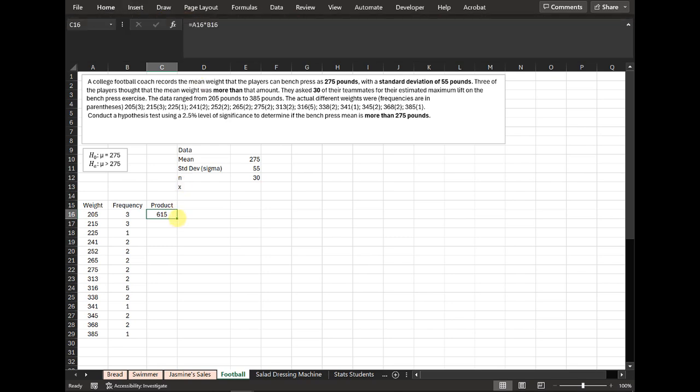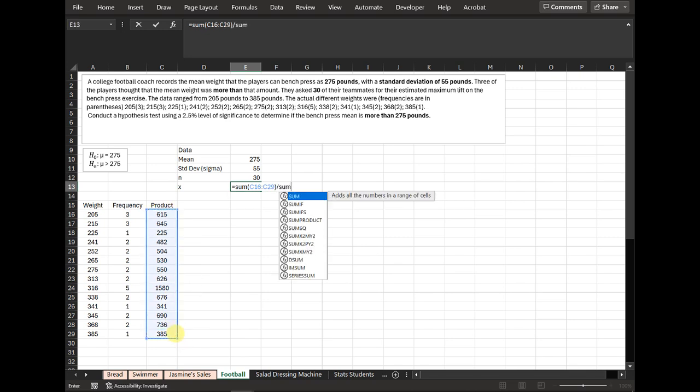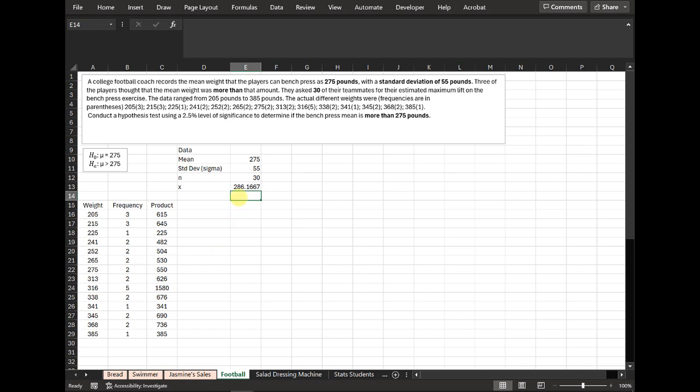Again, I'm going to center that because I like it to all look nice. Okay, so I've taken the product of each one of these things, and now I can go through and find my mean. So my mean is taking the sum of these products divided by the number of entries, and we get the number of entries by just adding up the frequencies. And so I can see here that my x̄ will be 286.16, or we could say 286.2, however you want to round that. Okay, so now I have all my data.